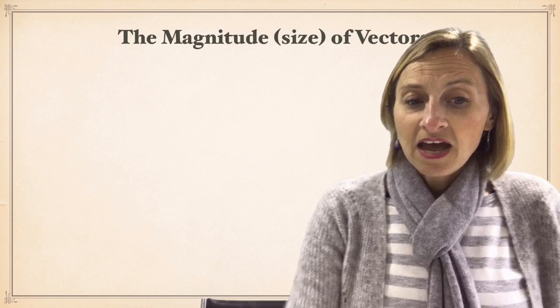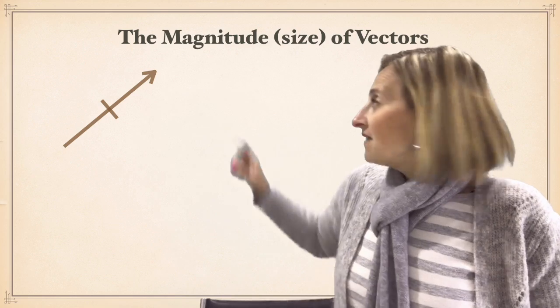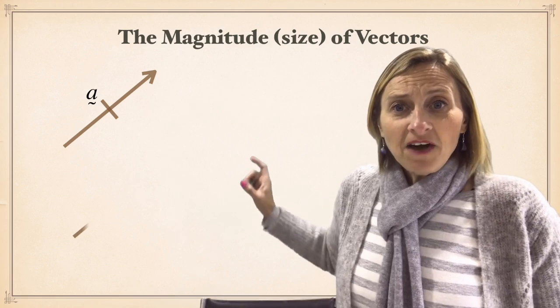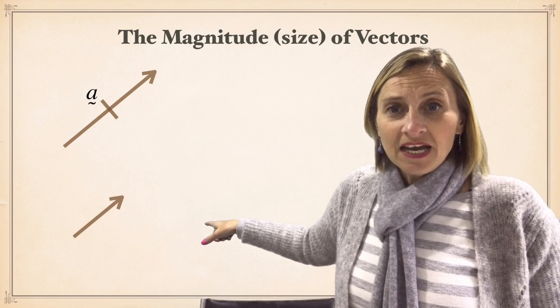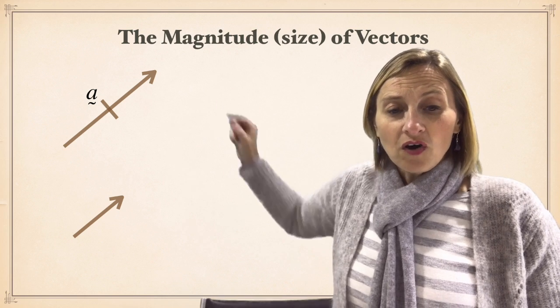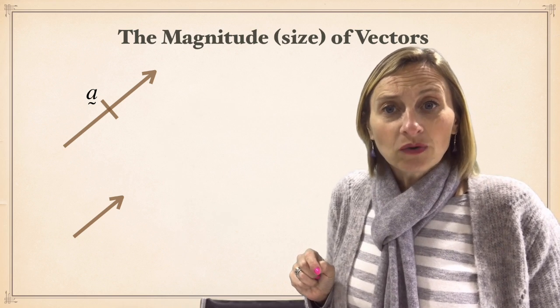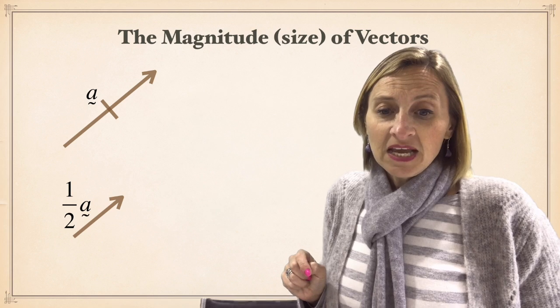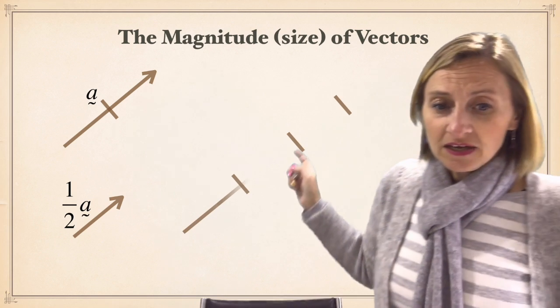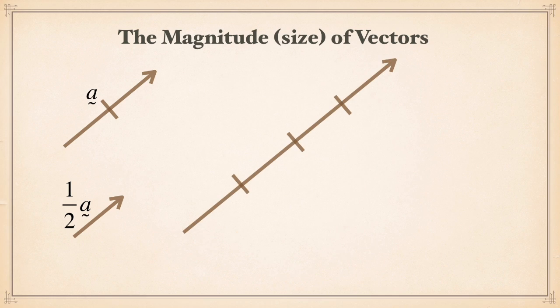So the magnitude is the size of the vector. Let's say I have the vector A, and this is 2 units. If I have a vector like this one, and it's half of that original vector, I can call it half of A. And if I have a much larger vector, which is 2 lots of the original vector, then it would be 2A.